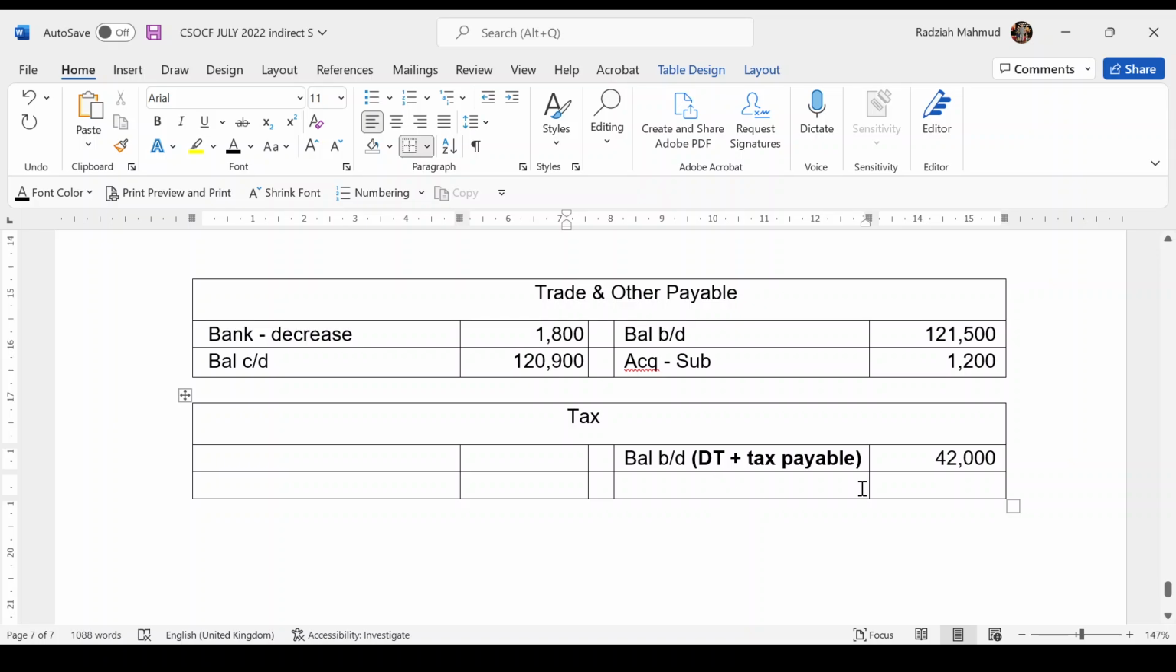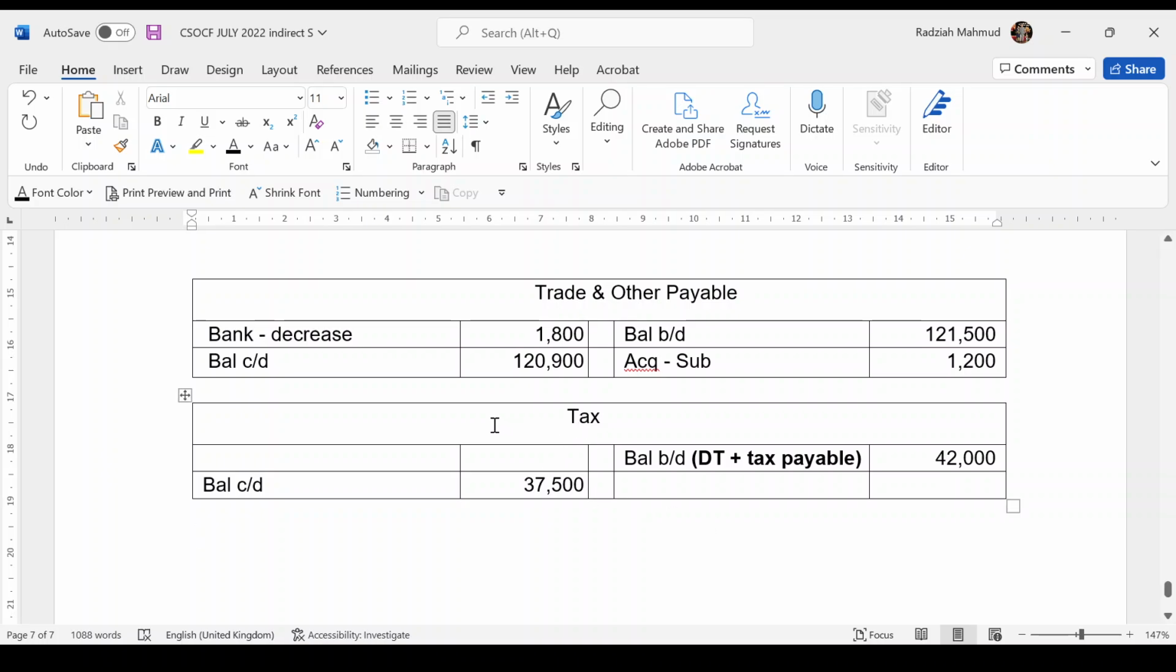Okay, so in this question we don't have tax recoverable at the beginning or at the end. We only have deferred tax, so we treat it as a normal liability. Okay, and then from credit, okay, so where should we put bank, where should we put SOPL?